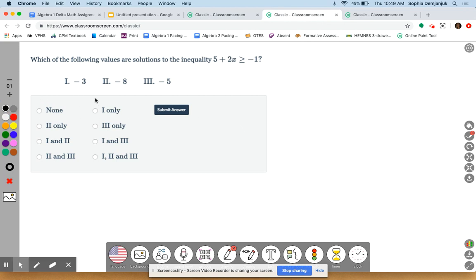All right, next example, again we are given three different options. We're going to plug it into our inequality and see which ones come out valid. So I'm going to write down 5 plus 2 times x. So for this first example, I'm going to substitute in negative 3 in place of my x. Finish off the inequality, greater than or equal to negative 1. On the left side, I have to follow my PEMDAS order of operations, so I need to do 2 times negative 3 first to give me negative 6.